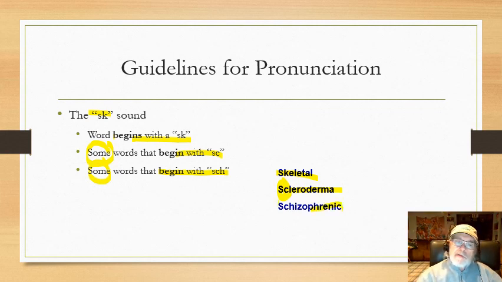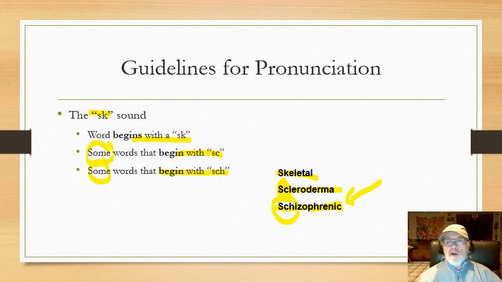Schizophrenic. SCH. People have the mistaken idea that schizophrenia means multiple personalities, and it really doesn't. Schizophrenia is basically what we call a psychosis. If I teach medical terminology, I talk about schizophrenia as a psychotic disease, where basically they'll hear voices, they'll have hallucinations, they lose touch with reality.